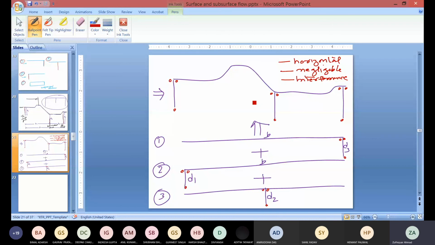One is the thickness correction, second one is the interference correction, and third one is the slope correction, right? Okay, to solve this practical problem. So I hope you might have understood this.